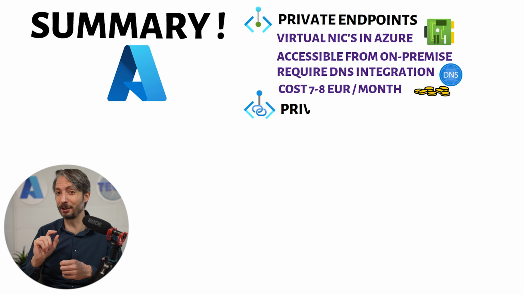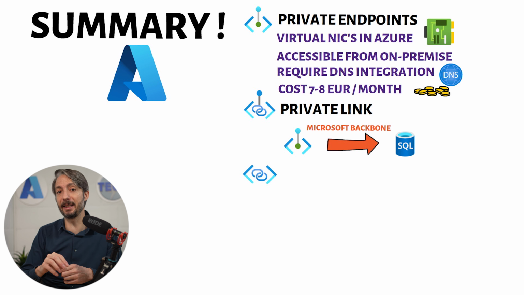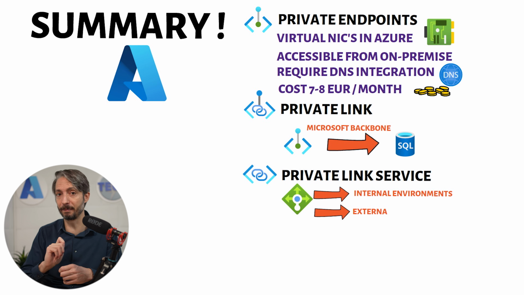Private link is the service that glues the traffic to the PaaS services from the private endpoints. When accessing a private endpoint, the traffic traverses using private link through the Microsoft backbone to the PaaS service. Private link service is a way to expose Azure Standard Load Balancer to both internal and external Azure environments.